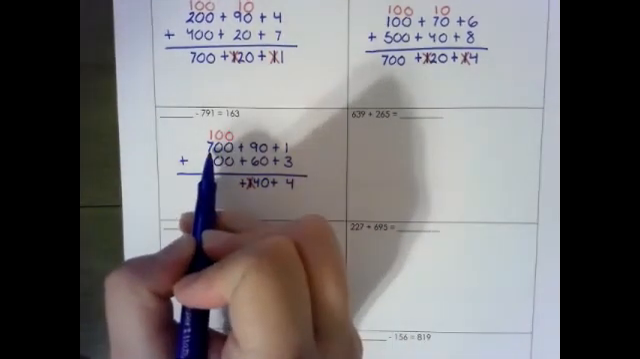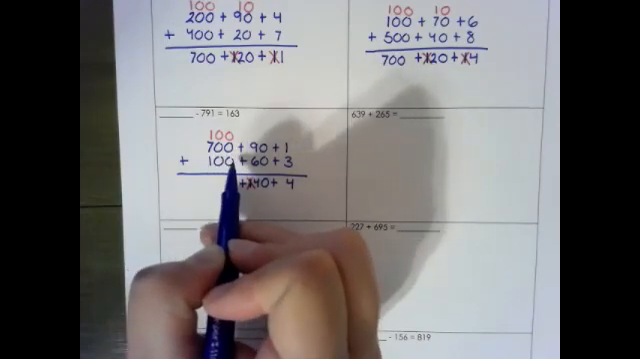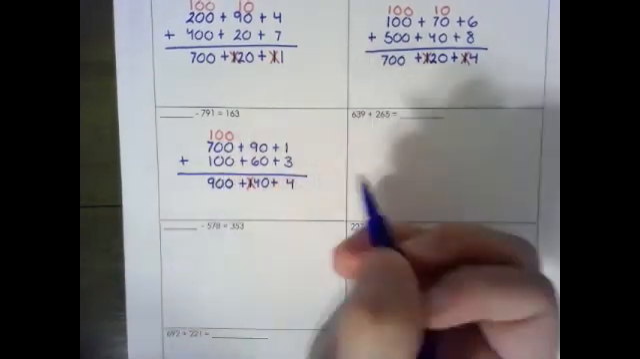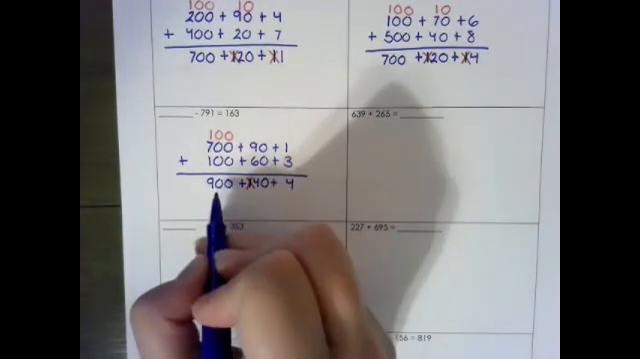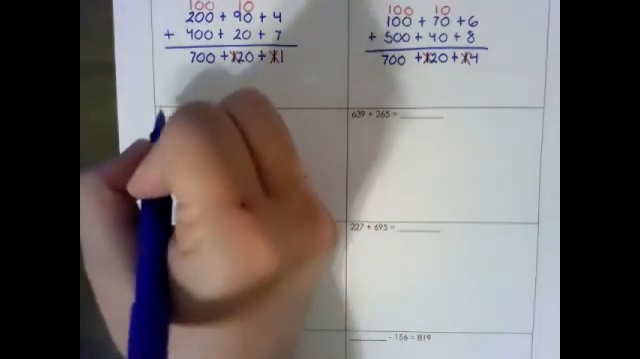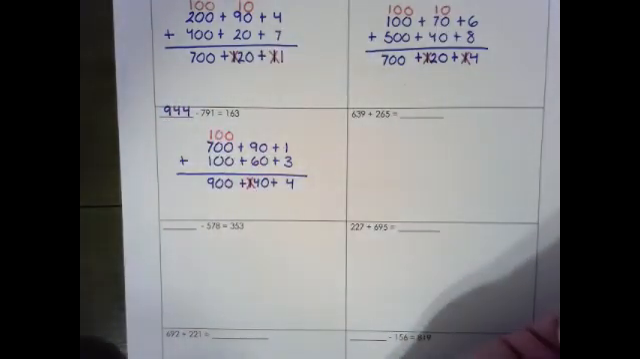100 plus 700 is 800. One more 100 is 900. In expanded form now, we have 900 plus 40 plus 4, 944. 944 is our missing whole.